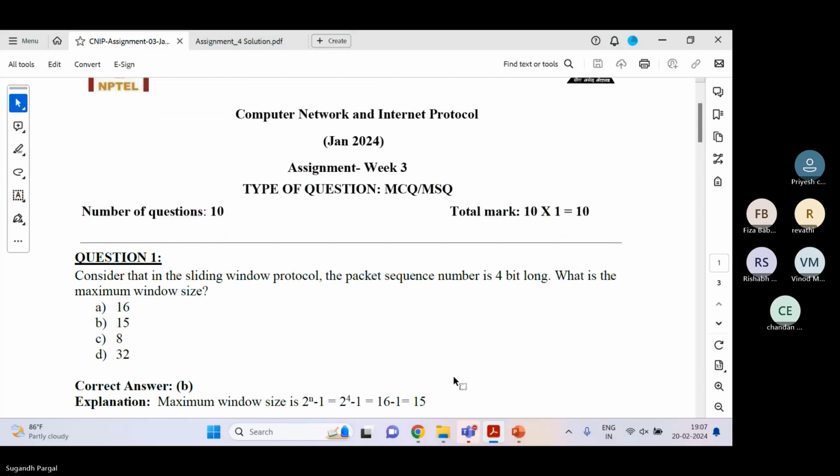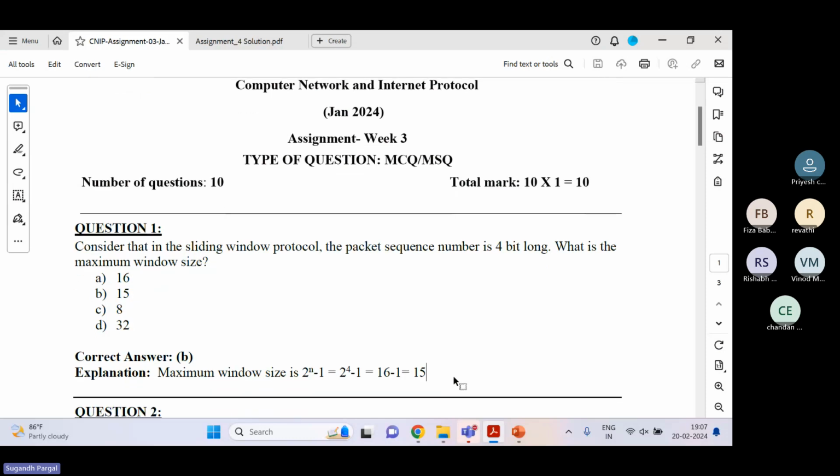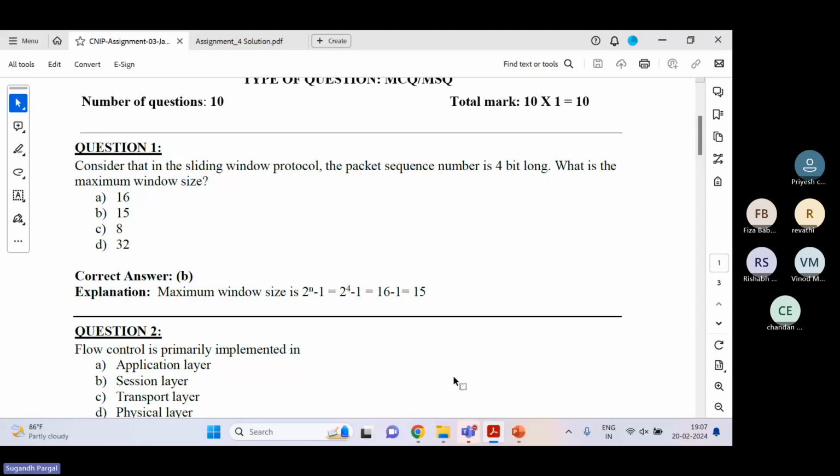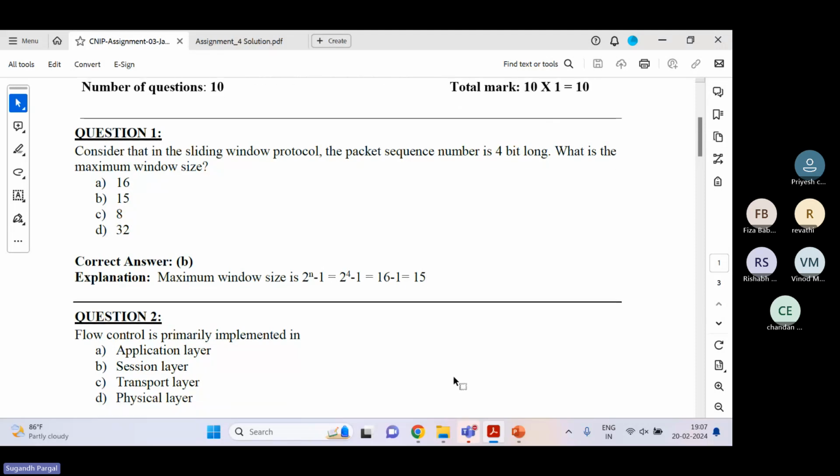So the maximum window size here is 2 to the power n minus 1, that is 2 to the power 4 minus 1. That is, 15 is the maximum window size. Next question: flow control is primarily implemented in the application layer, session layer, transport layer, or physical layer?